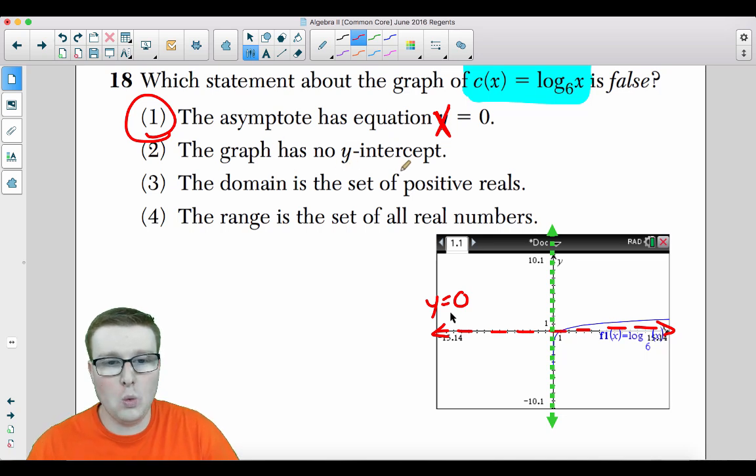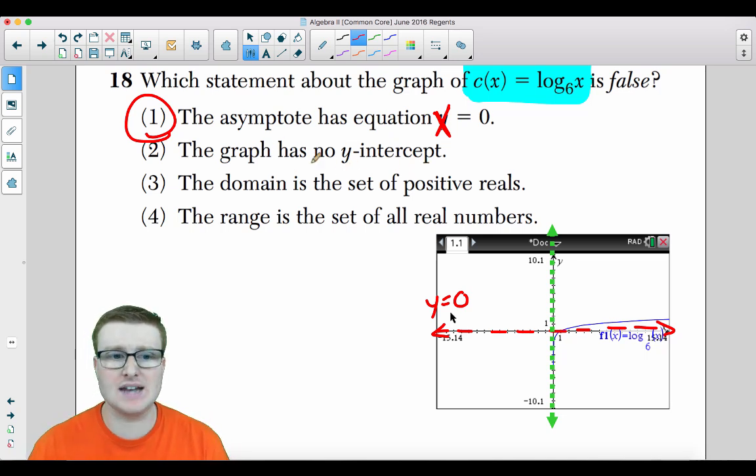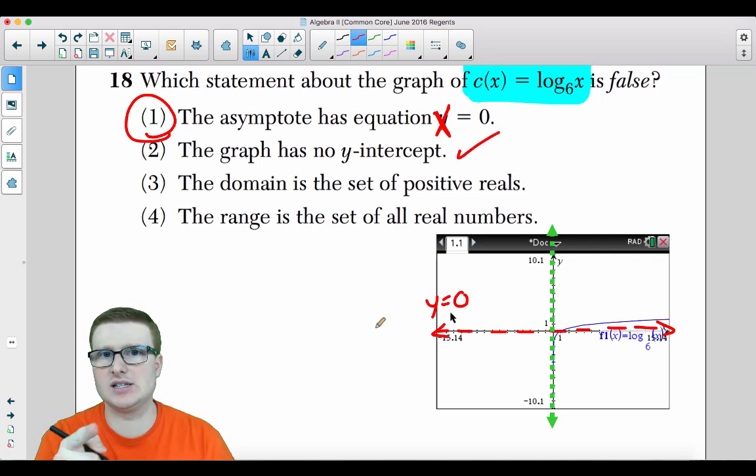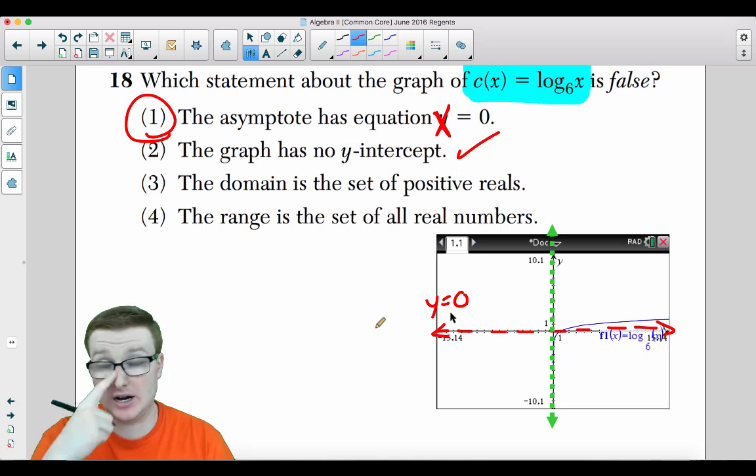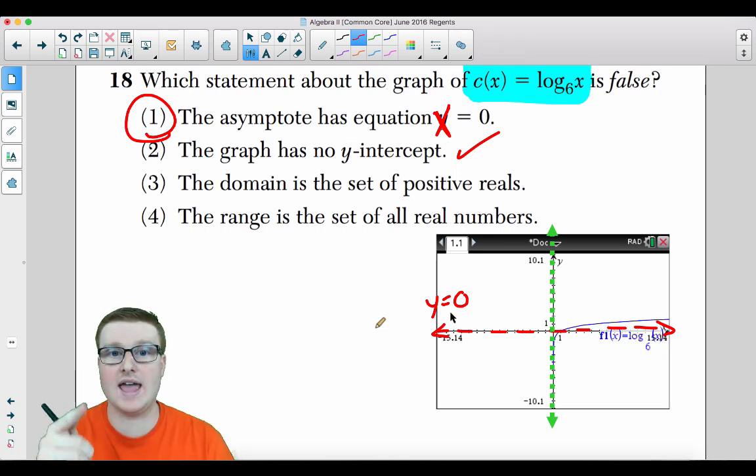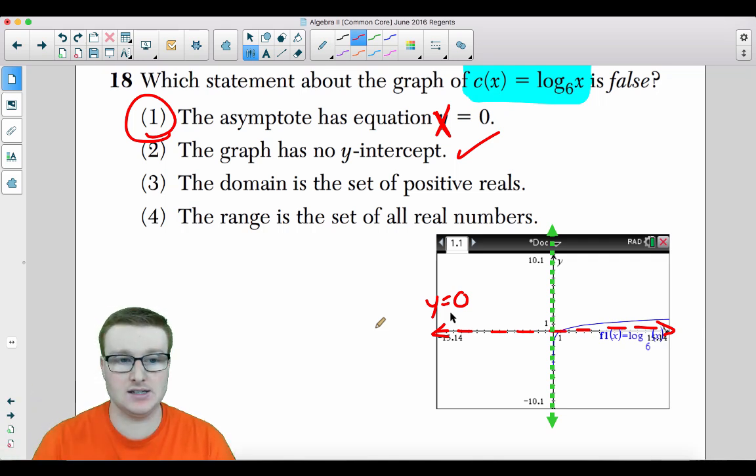The graph has no y-intercept. That is absolutely true. The graph has no y-intercept. It never touches the y-axis. Sorry, I meant to say y-axis before, not x-axis. It cannot cross to the left of the y-axis.